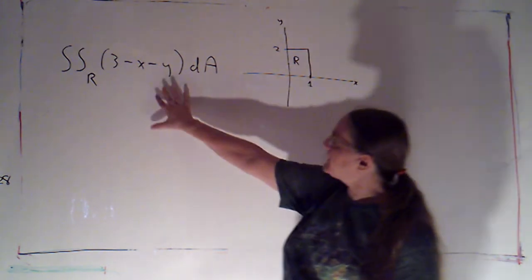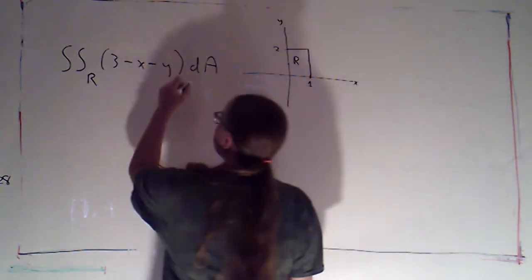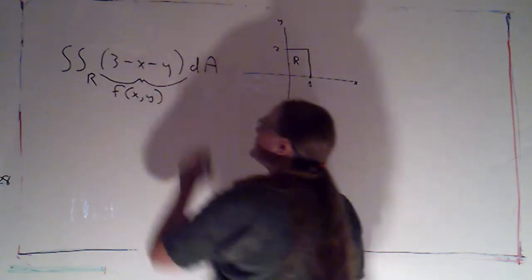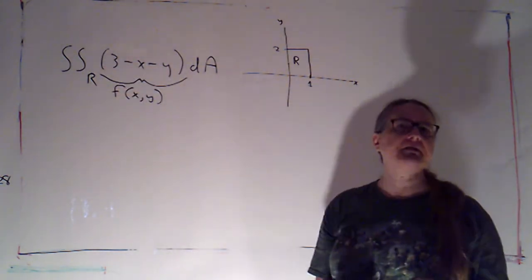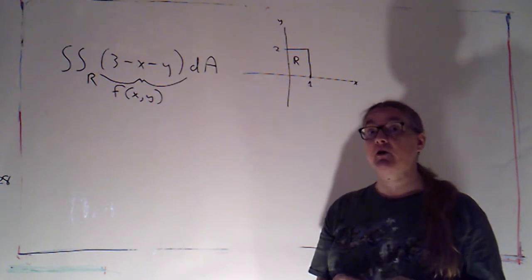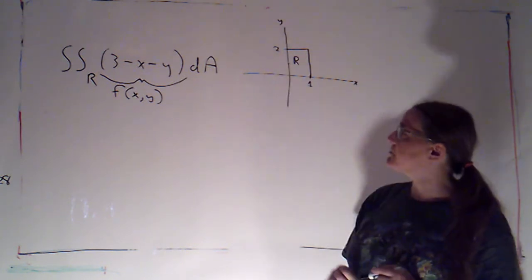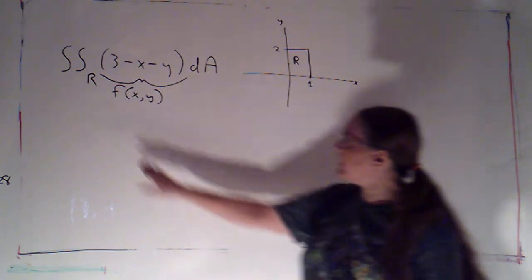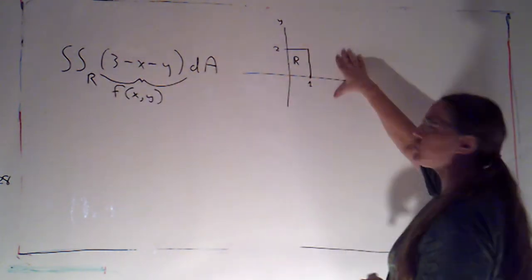Okay. So I've got this specific problem here. The function I'm integrating, which we still call our integrand, is 3 minus x minus y. Now that's a relatively nice function because that's a linear function. So if z is 3 minus x minus y, that's giving me a plane. Okay. I'm integrating over R, and I've just drawn a picture here of R.